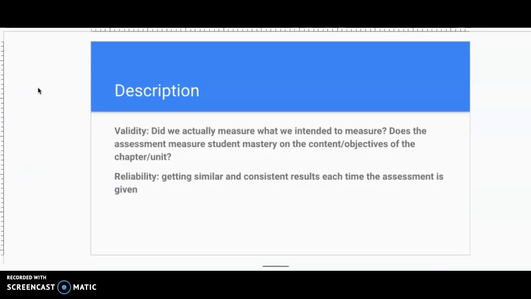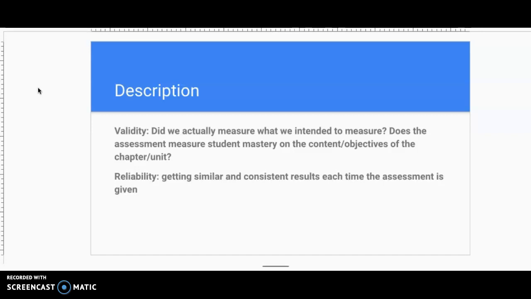So first of all, the description with teacher-created assessments, really two questions that we want to make sure we're answering. The first one here is validity, and with validity, we always want to make sure we're answering the question, did we actually measure what we intended to measure? So specifically with the assessment that teachers have created and are giving to their classes, you can personalize it more in saying, does the assessment measure student mastery on the content and objectives of the chapter and unit?